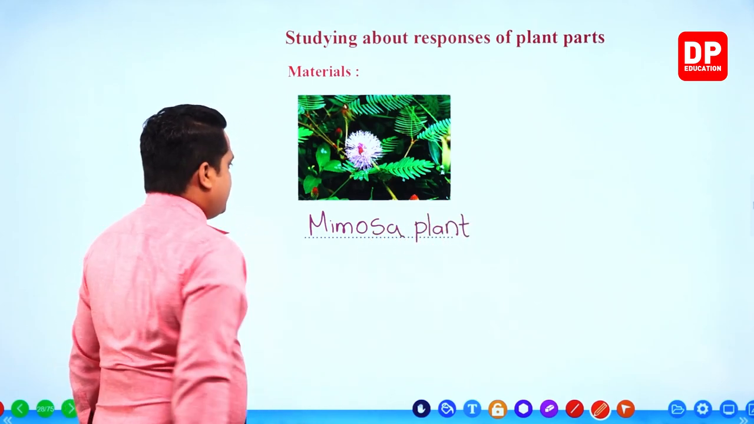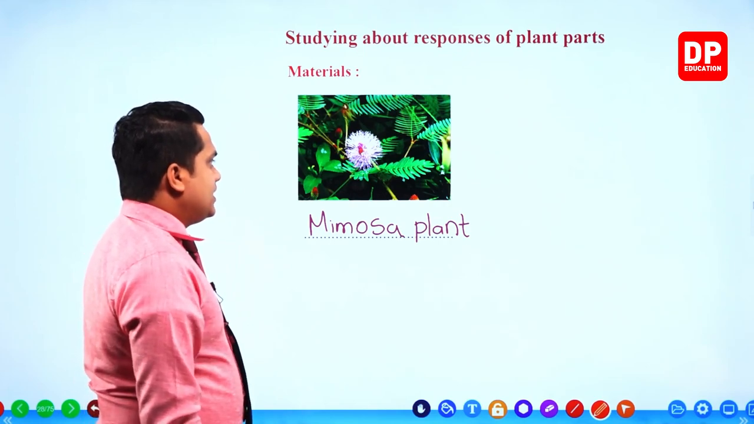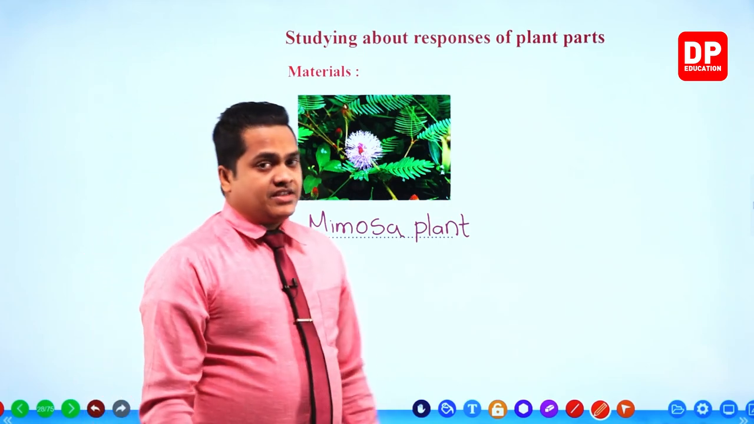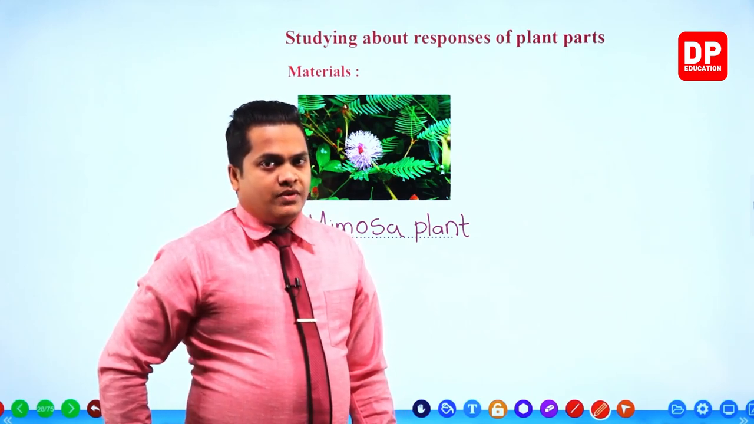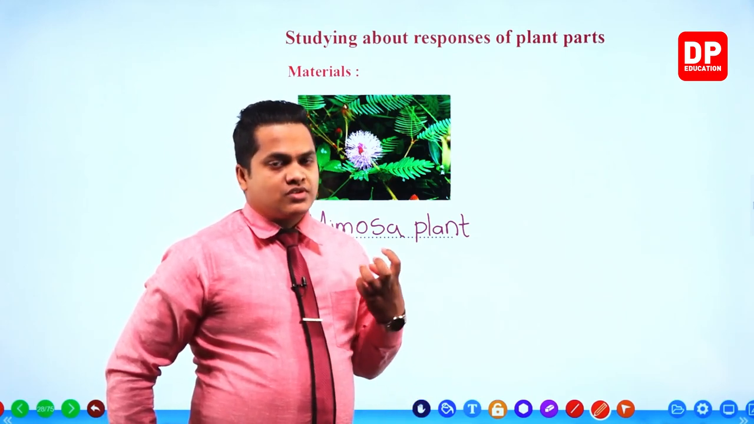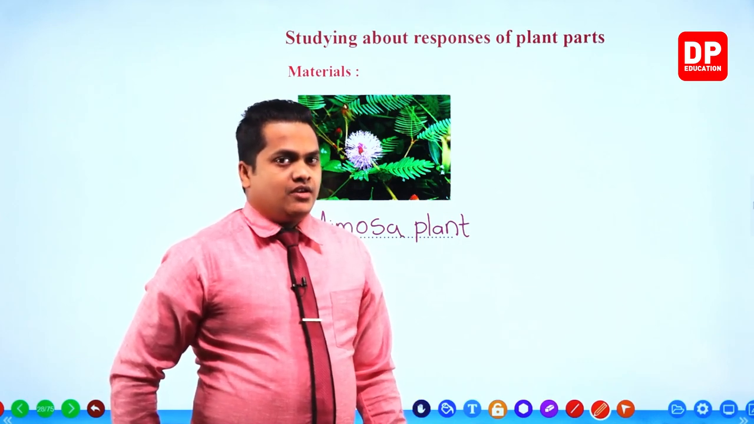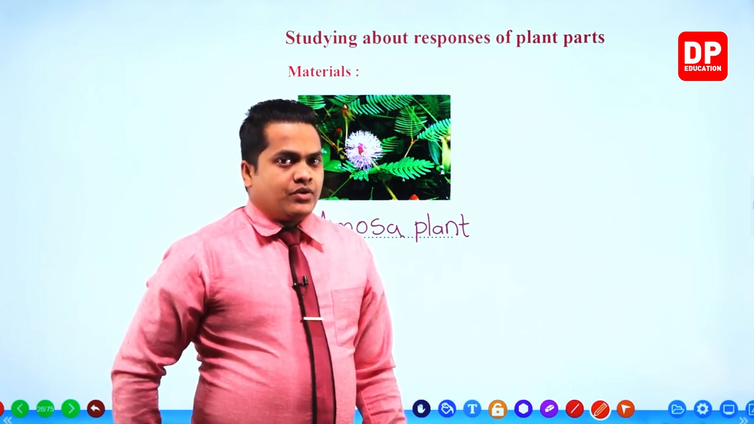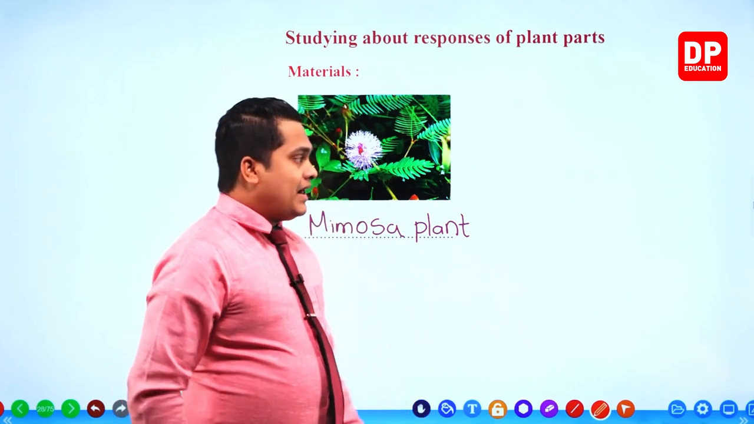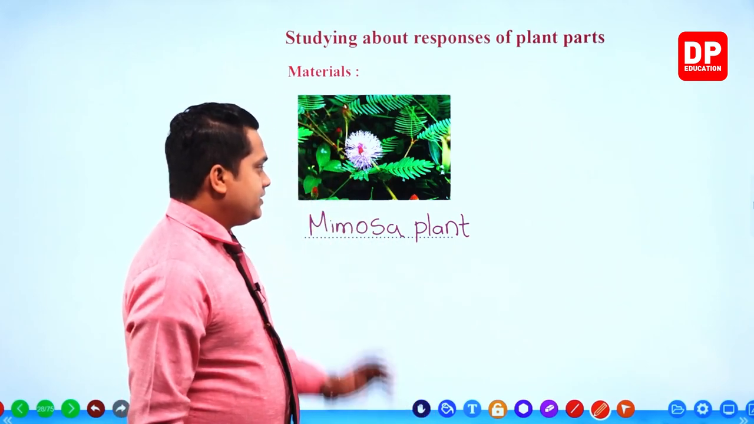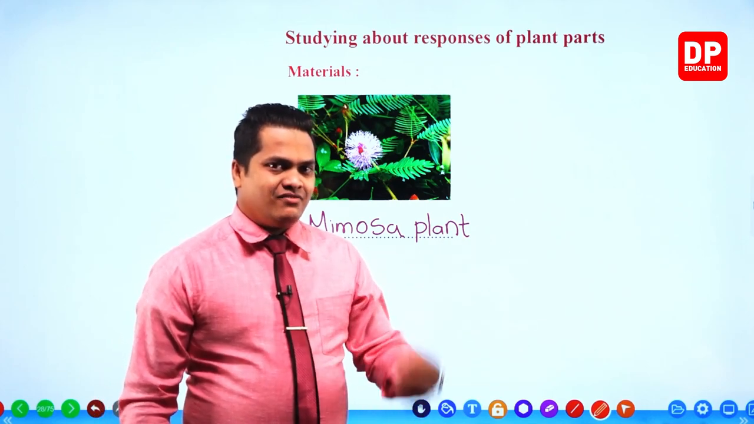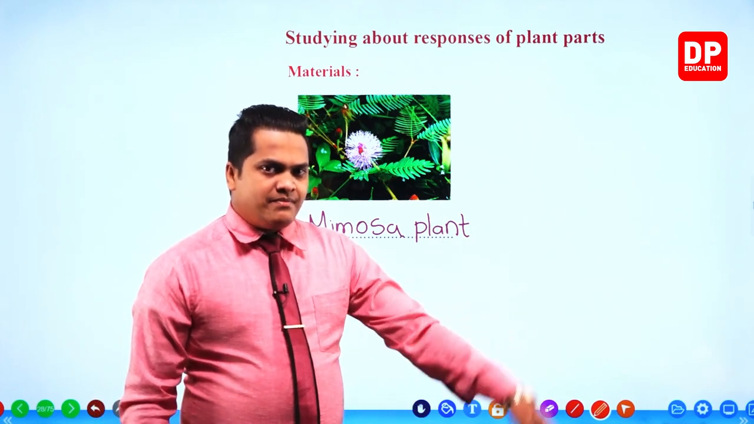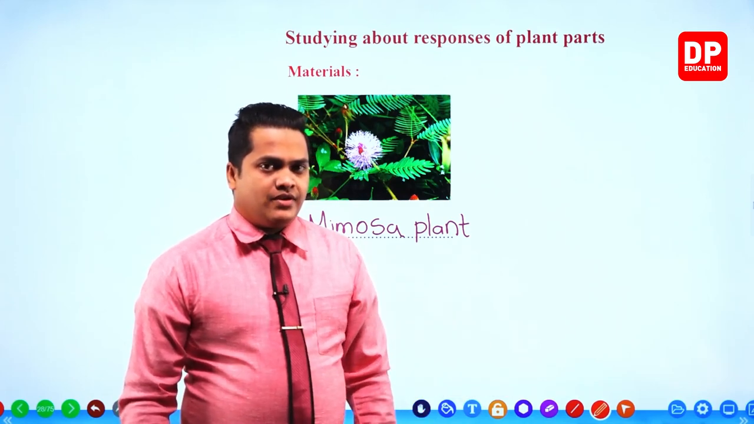Mimosa plant is the one which you need. Okay, so we are going to study about the nastic movements. When studying about the nastic movements, you'll be needing a mimosa plant. By taking this mimosa plant, my dear children, we are going to touch it and see what is going to happen. We're going to vibrate it and see what is going to happen.